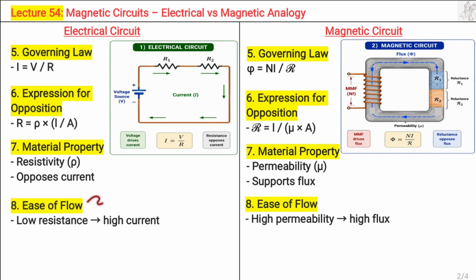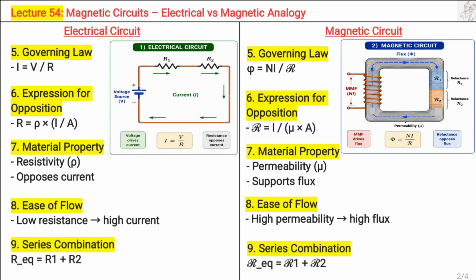The eighth part is the ease of flow. The lower the resistance, the higher the current flow, and here the ease of flow is determined by higher permeability. So the higher the permeability, the higher the flux. The series combination of resistance is simply R1 plus R2, and similarly the series combination of reluctance will be equivalent reluctance equal to reluctance 1 plus reluctance 2.